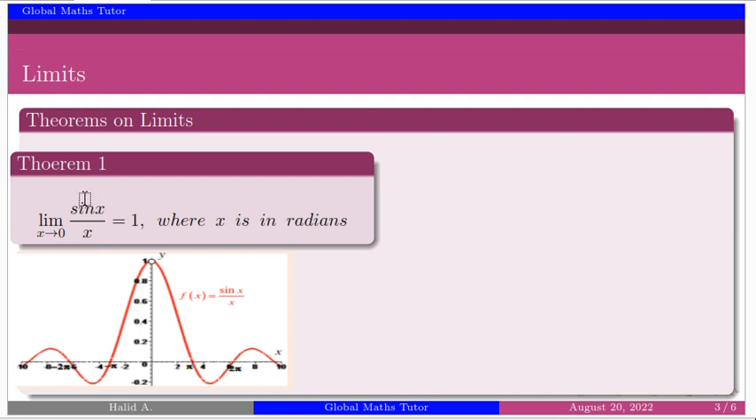If we graph sin x over x, it looks like this. So when we approach 0 from both the left and the right, the limit approaches 1 on both sides. So we say that the limit of sin x over x as x approaches 0 is 1. This is a theorem, and we can prove it, but for now it's not needed.